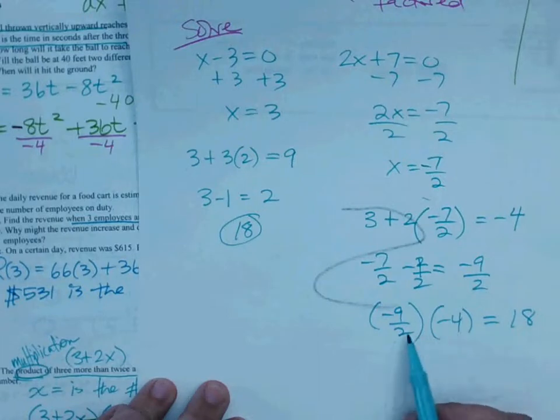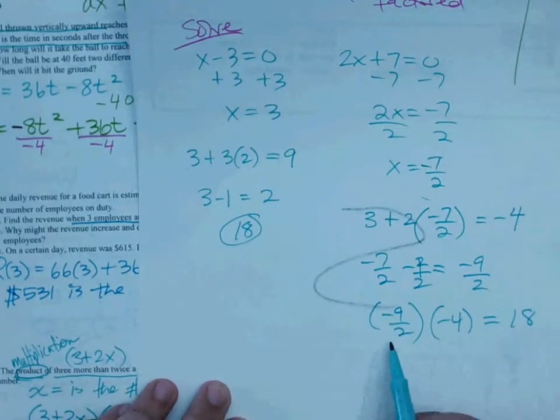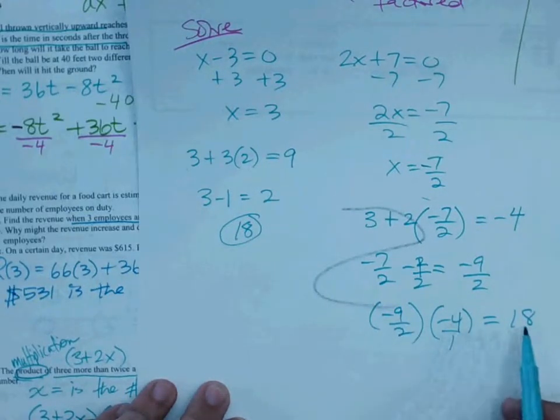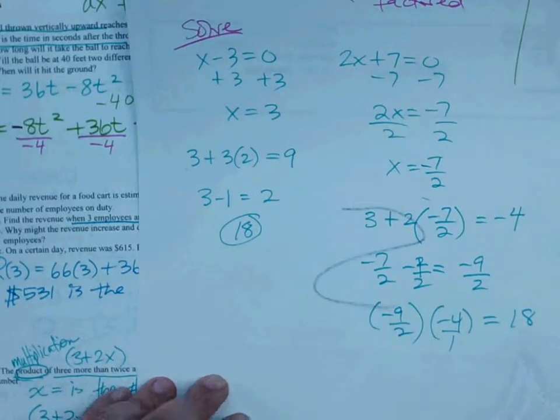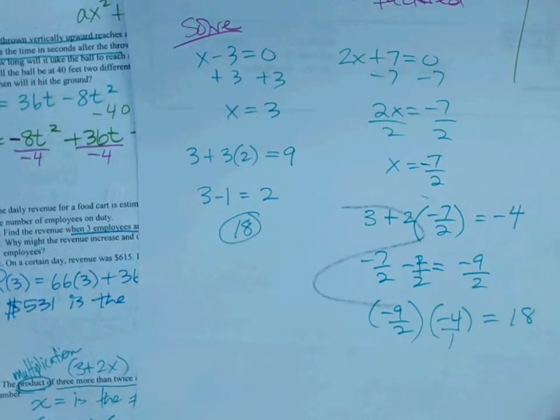Does that work out? Negative times a negative is a positive. 2 goes into 4 2 times. 2 times 8, 2 times 9 is 18. So that would be our check, right?